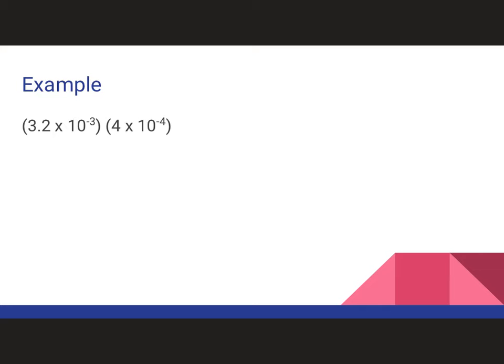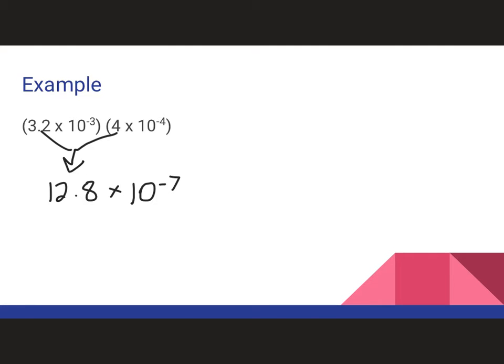Alright, so here's an example with some negative exponents in it. First thing we're going to do here is multiply our numbers together. 4 times 3.2 is 12.8. We are going to multiply our tens together. Again, this is a base to a base, so we would add those. So we would take a negative 3 here, and we would add a negative 4. When we add this together, we get negative 7.